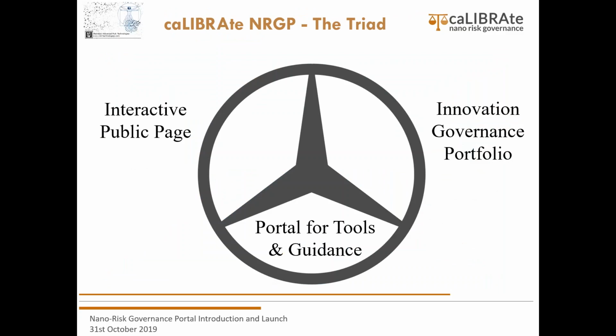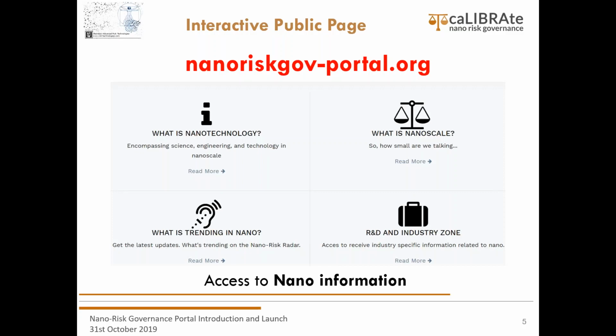As I mentioned, there are three key features of the portal: the interactive public page, the portal for tools and guidance, and the innovation governance portfolio. I'll start with what's in the interactive public page. This is a public page formed basically to provide information on nanomaterials to a wide range of audience. Here people can get access to information on everything nano: what is nanotechnology, an explanation of what is nanoscale, what's trending in nano, and we also have a dedicated section on R&D and industry zone.